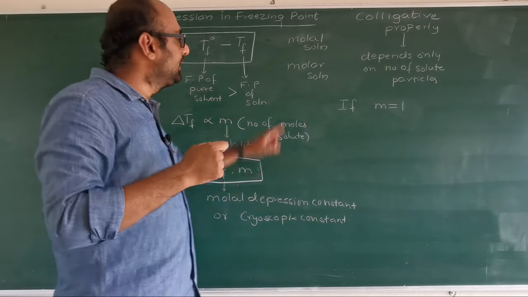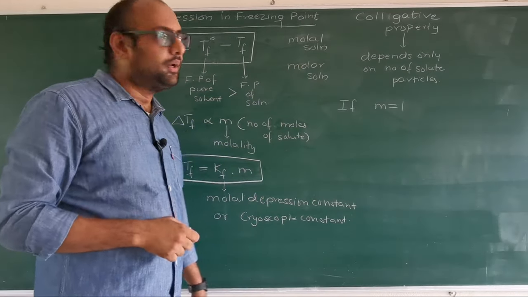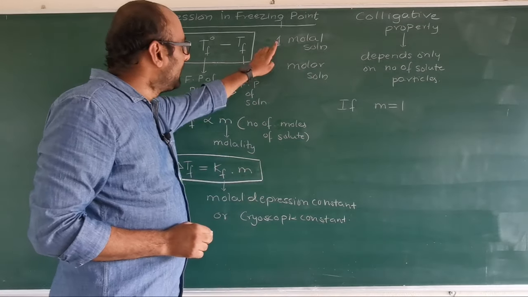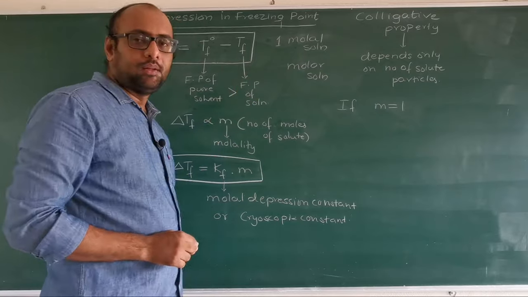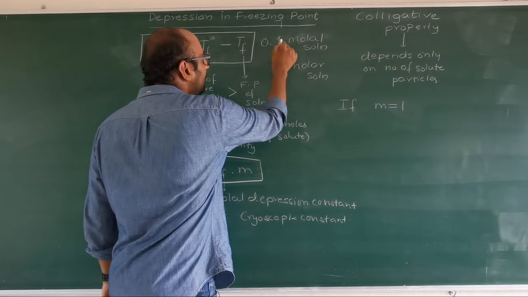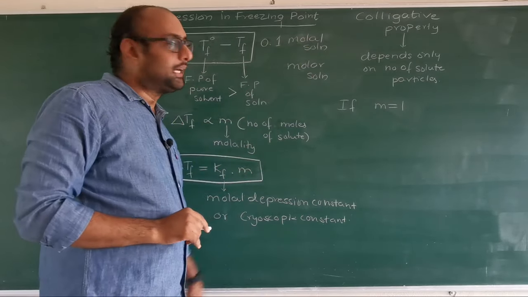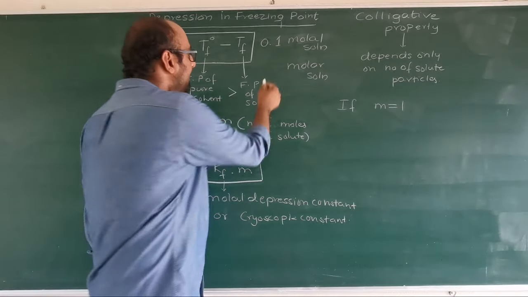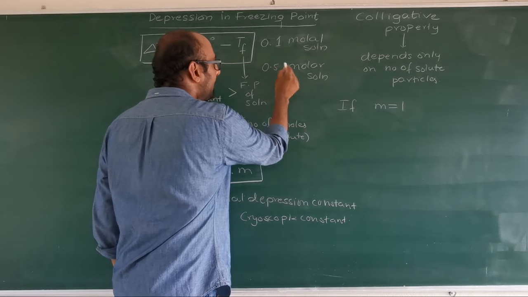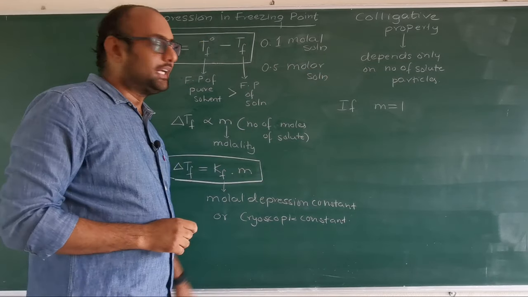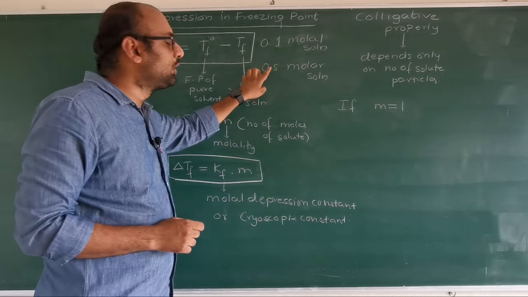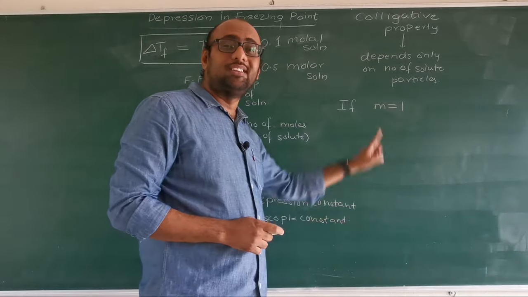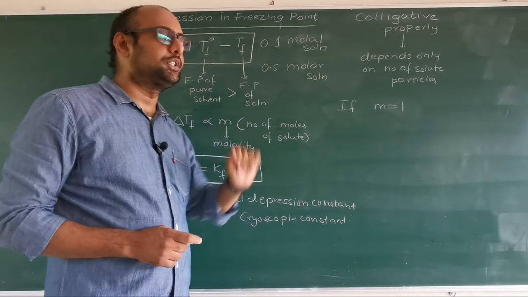Molar solution means you are considering the molarity of the solution. If you say 1 molar solution, that means molality of the solution is 1. If you say 0.1 molar solution, that means molality of the solution is 0.1. Similarly, if you say 0.5 molar solution, that means molarity of the solution is 0.5. Okay, so here molality is 1, that means it is 1 molar solution.